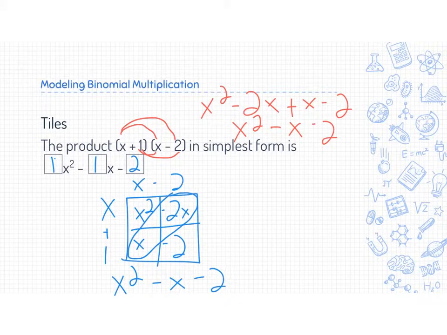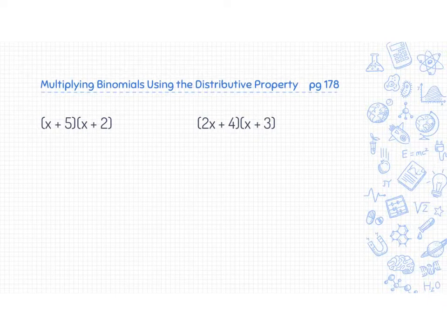So as you can see, 3 different methods that all work the same. I personally don't care which of the 3 you do. Most of you probably won't do tiles. You're not going to draw tiles every single time. But you can do a version of the tile. That's what the area model is. Okay? Or you can distribute. Both of them work perfectly fine. Some just have a preference for one over the other. So let's look at a couple more examples here.